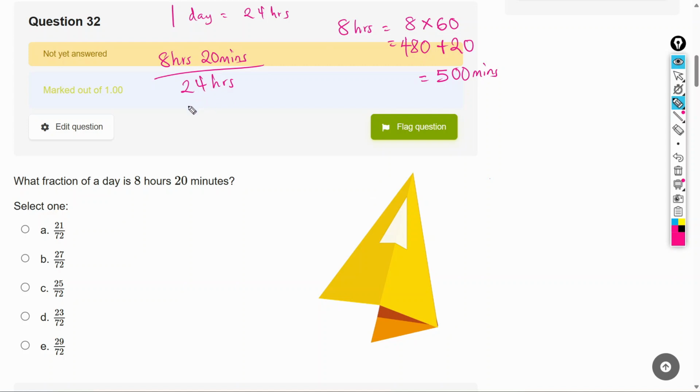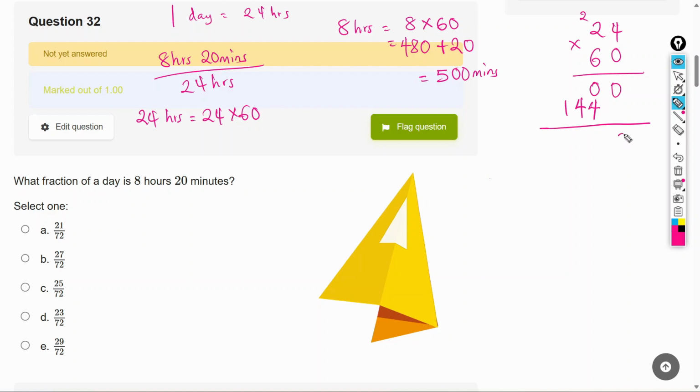Now let's figure out 24 hours. 24 hours will be 24 times 60 minutes. So let's multiply 24 times 60. 0, 0. 6 times 4 is 24. 4 carry 2. 6 times 2 is 12. Plus 2, 14. 0, 4, 4, 1. So there are 1,440 minutes in 24 hours.